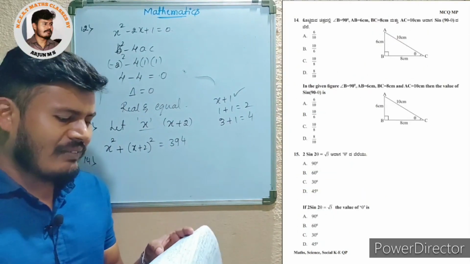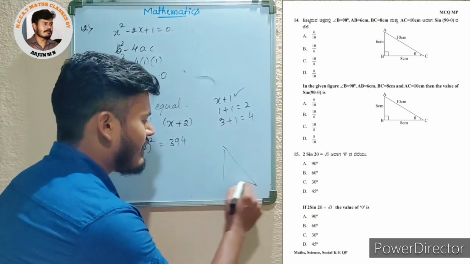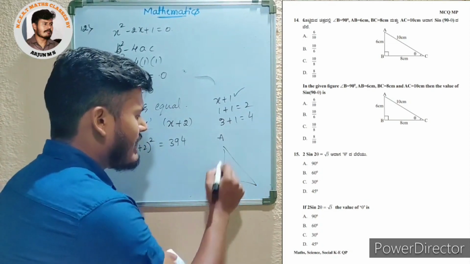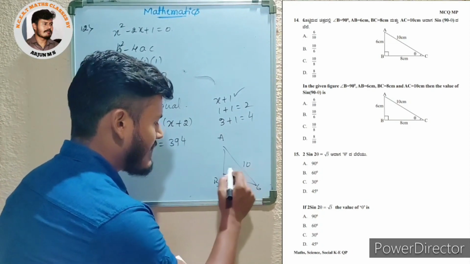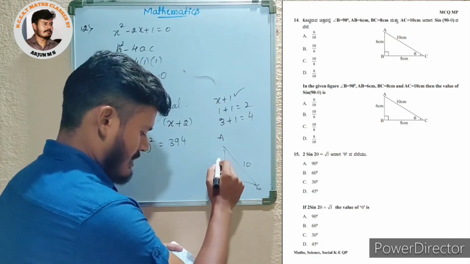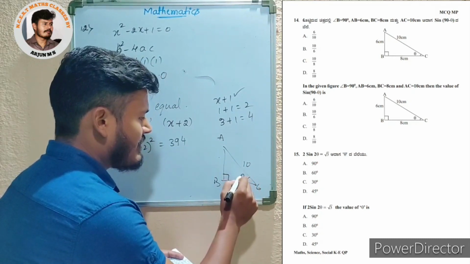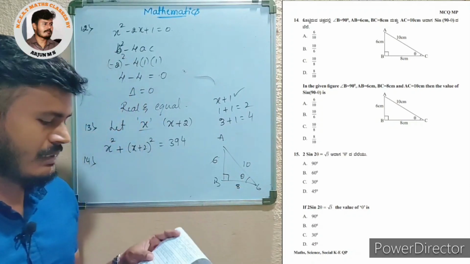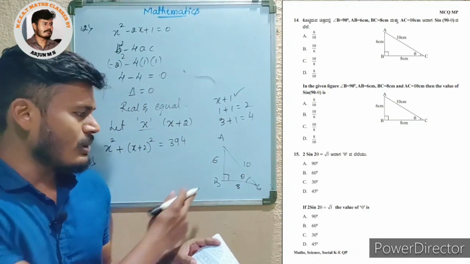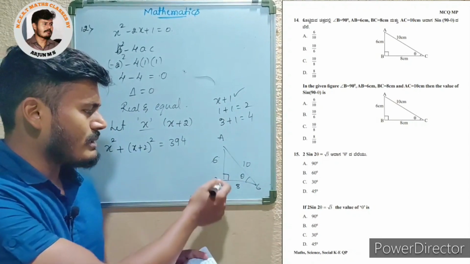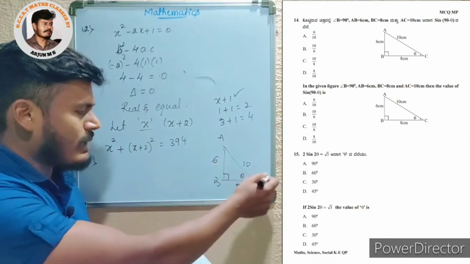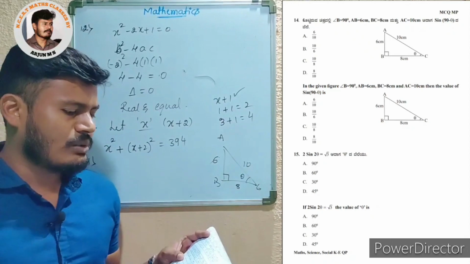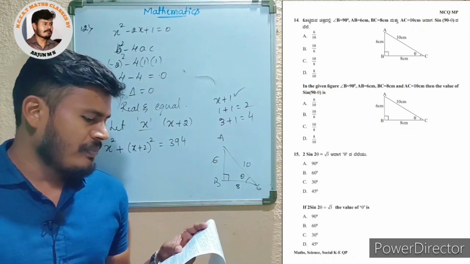So the 14th question, in the given figure, they are given one figure here, right angle triangle ABC, where the hypotenuse is 10, the side opposite to theta is 6, and the adjacent is 8. They are given here angle B is equal to 90 degrees, AB is equal to 6 centimeters, BC is equal to 8 centimeters, and the hypotenuse AC is equal to 10 centimeters.